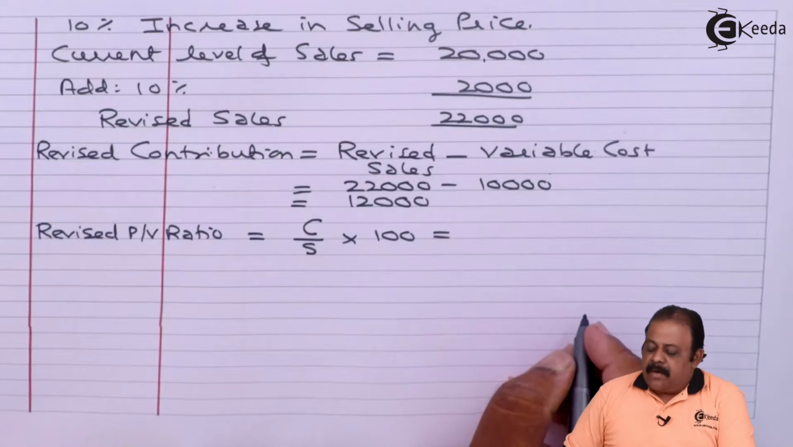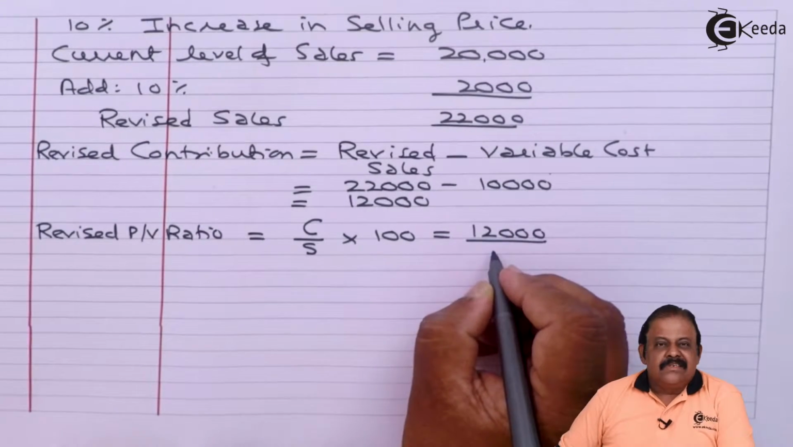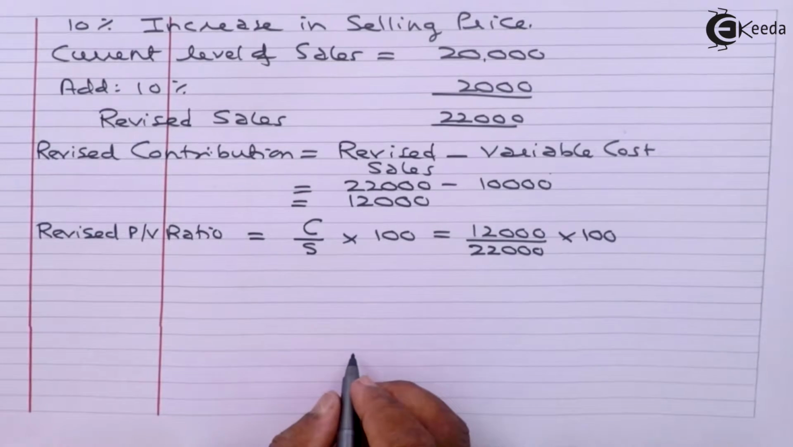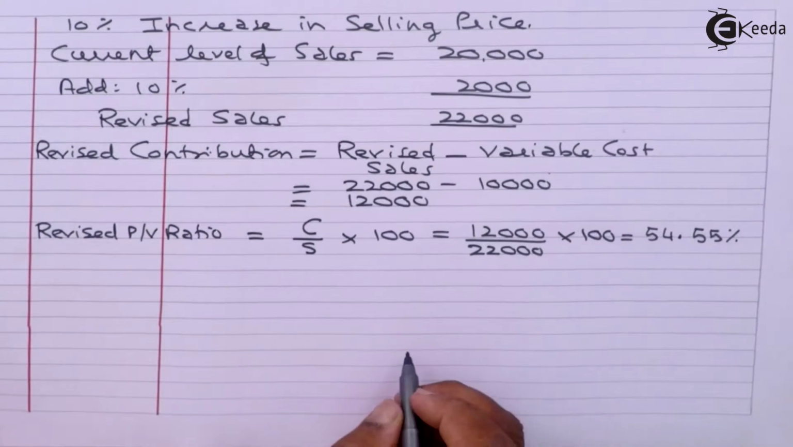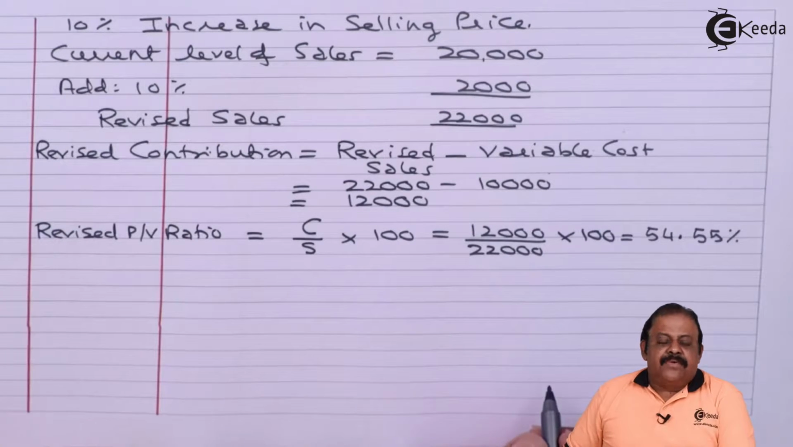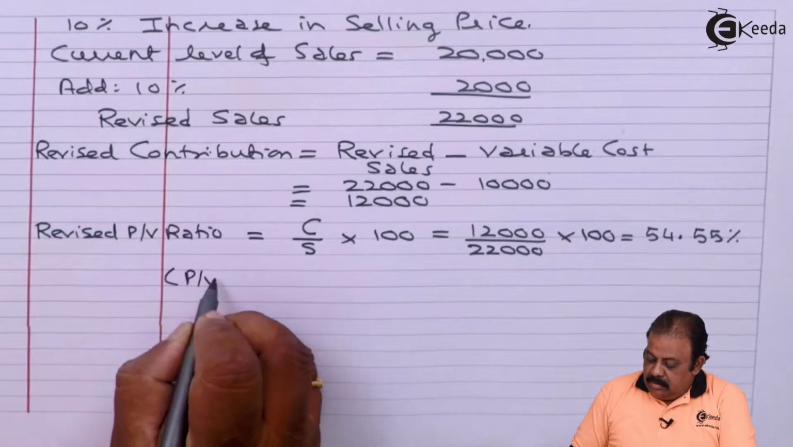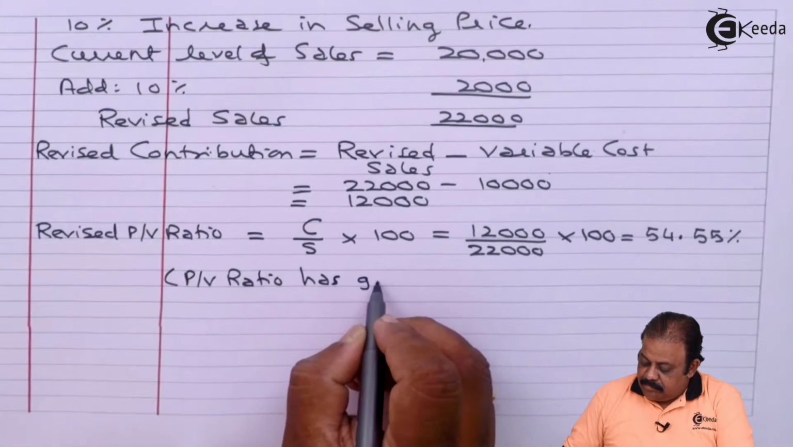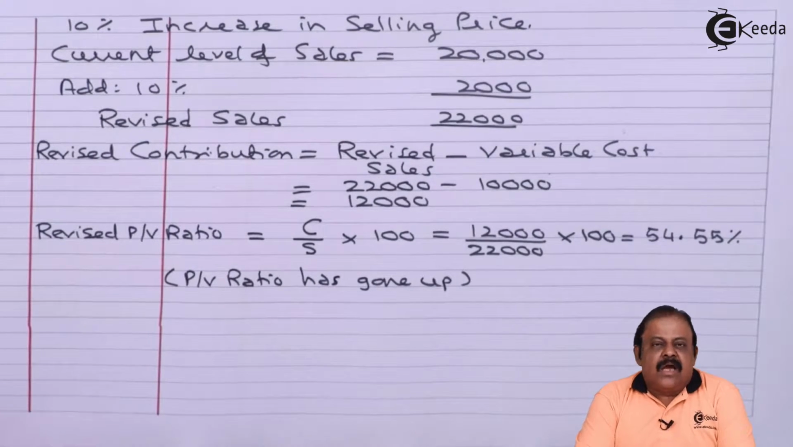Contribution upon sales multiplied by 100. Contribution is 12,000. Sales 22,000, multiplied by 100. It comes to 54.55% revised PV ratio. So PV ratio has gone up. It has gone up from 50% to 54.55% due to the increase in the amount of sales.